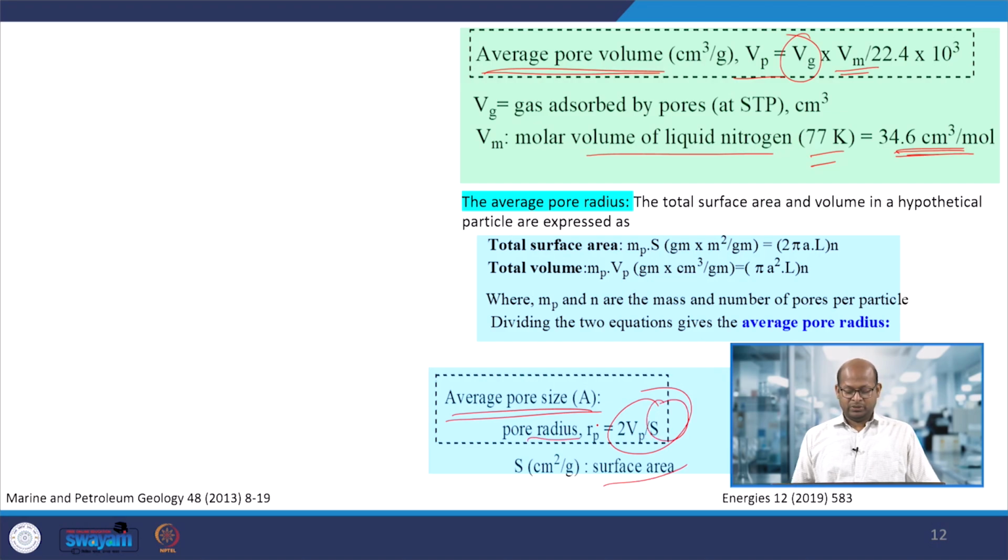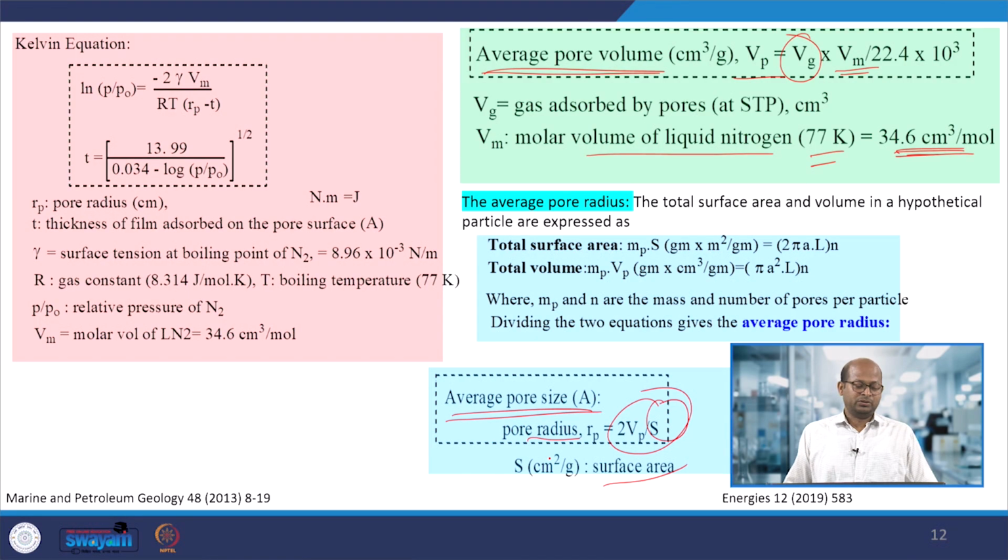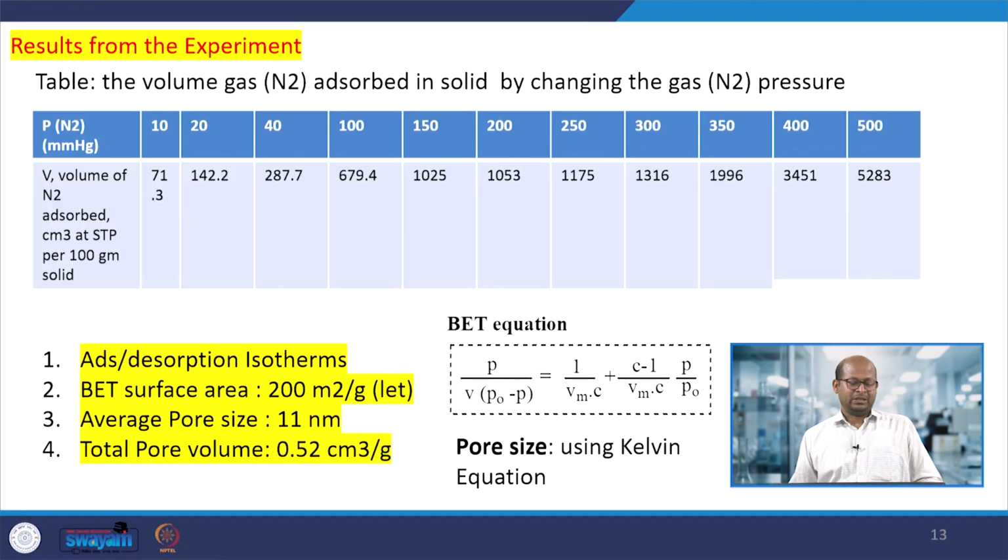So the pore radius we can calculate by using this, or also using the Kelvin equation by using relative pressures. This is the relative pressure of nitrogen, P by P0, if you know, and Vm_s, that is the molar volume of liquid nitrogen at 77 Kelvin, we know, and other parameters R and T, this we can calculate. Using these equations, we can also measure the average pore radius or pore size of the pores present in that particular sample or porous material.